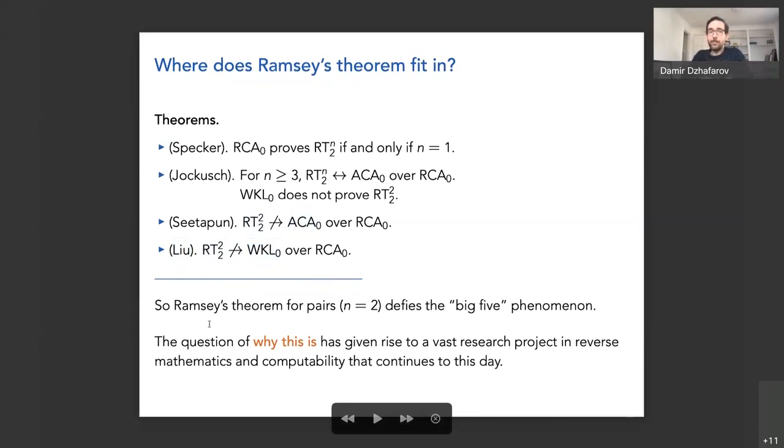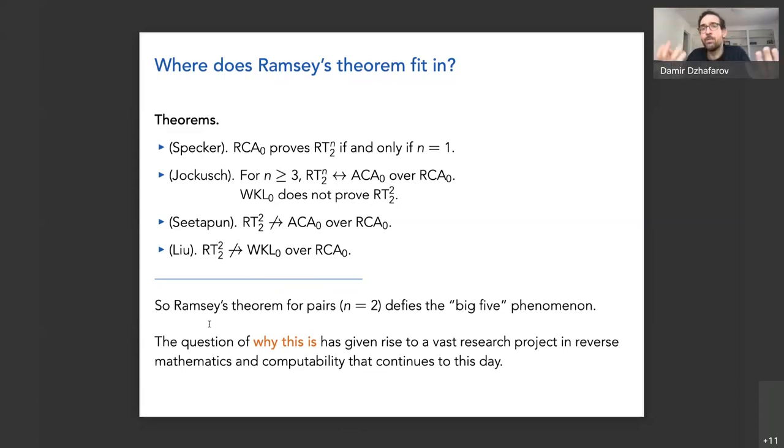Okay, so Ramsey's theorem for pairs, n equal to 2, defies the Big Five phenomenon. This phenomenon of everything either being provable in RCA0 or equivalent to one of the other systems does not hold for Ramsey's theorem for pairs. It holds for the other exponents, but not for pairs. So why is this the case? What is special about Ramsey's theorem? Why does it behave so differently from other mathematical theorems? This is a huge question, and in large part, it's still motivating research in this field.